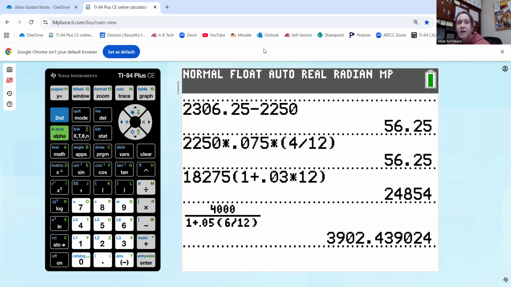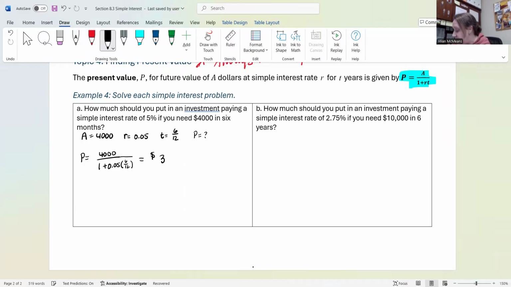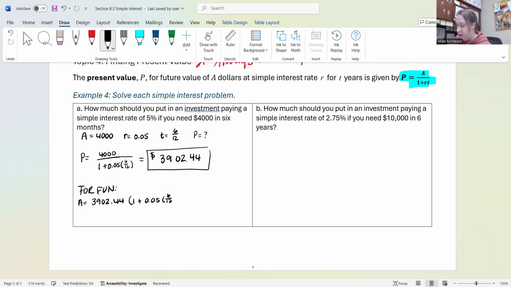Okay, now let's go back to the worksheet. So we need to invest $3,902.44. Now, just for fun, let's plug this into the future value formula and make sure we're going to have our $4,000 in 6 months. Remember, future value is P, which is now $3,902.44, times 1 plus R, which is 0.05, times T, which is 6 over 12, really just a half. Okay, let's go back to the calculator.